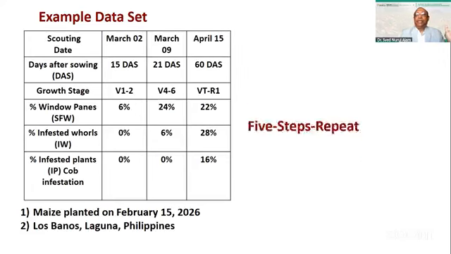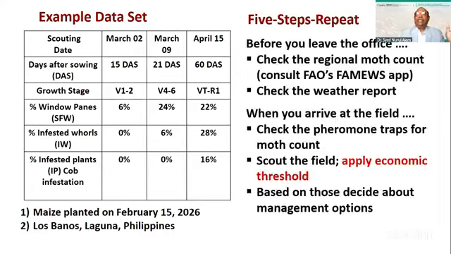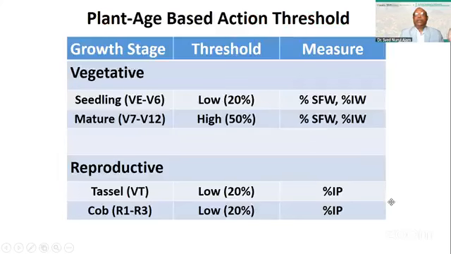Okay, please. So these 5 steps we have to repeat. That's the regional moth count before going to the field, with the report. And before the field, we have to use pheromone traps. 1 male insect per trap per day is the threshold. Scouting, as I already told you. And based on this, we have to see.